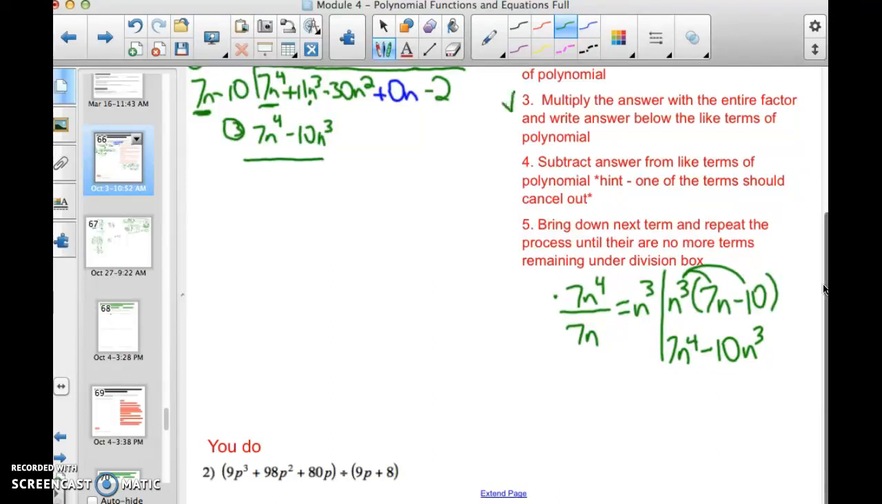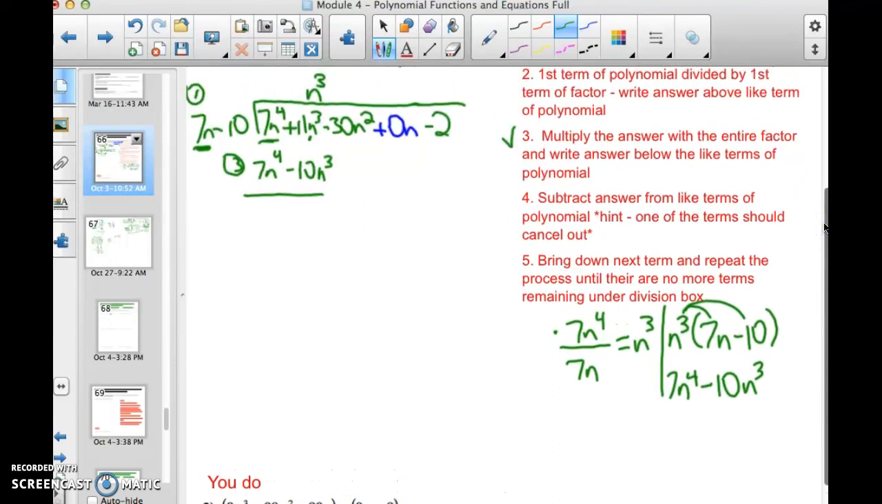All right, step 4 says, and this is when we're going to start canceling stuff out. Division means you cancel stuff out, right? Step 4 means subtract the answer from the like terms of the polynomial. Hint, one of the terms should cancel out, all right? So, with step 4, and that's technically down here, but it's going to exist up here as well, I'm going to put parentheses around what I'm subtracting, and it's subtraction, all right? Make note that it is subtraction.